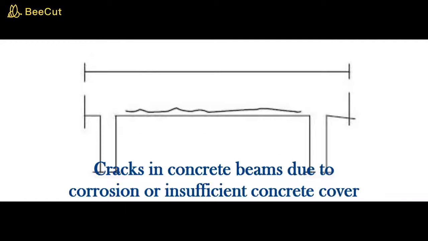The second type of cracks in concrete beams is due to corrosion or insufficient concrete cover. Generally, beams are provided with a slab at the top, so the top of the beam is not exposed to the environment. The bottom of the beam is exposed to the environment, and if the cover to reinforcement is insufficient, corrosion of reinforcement takes place. So, cracks due to corrosion of reinforcement appear at the bottom of the beam.